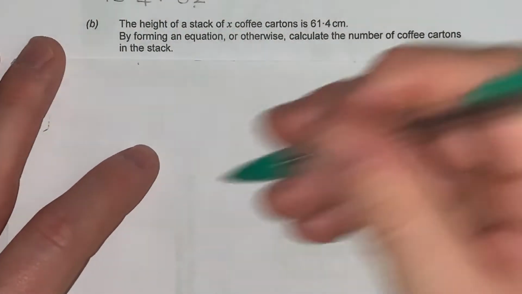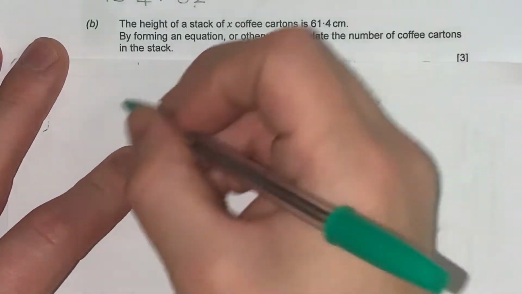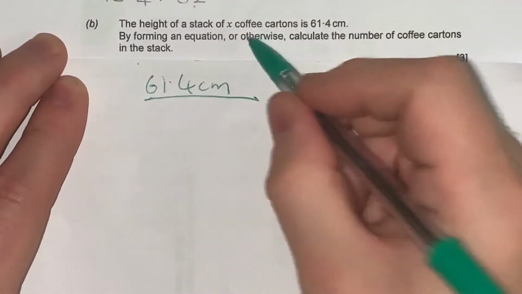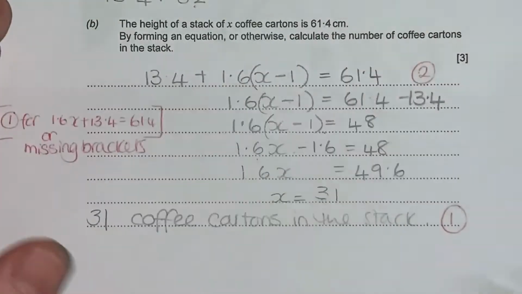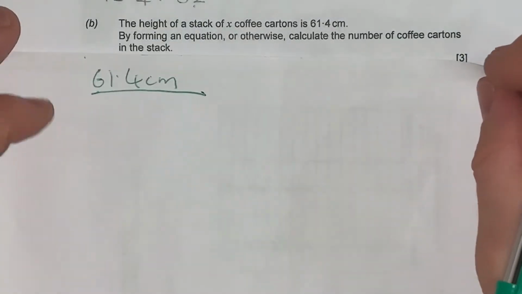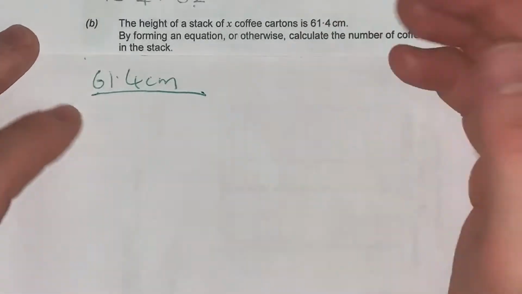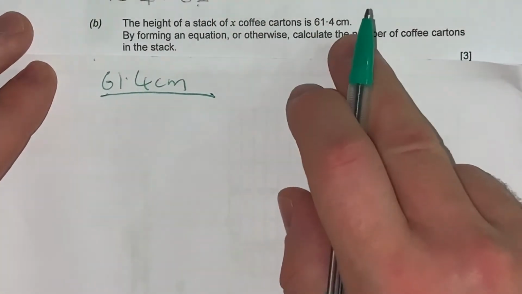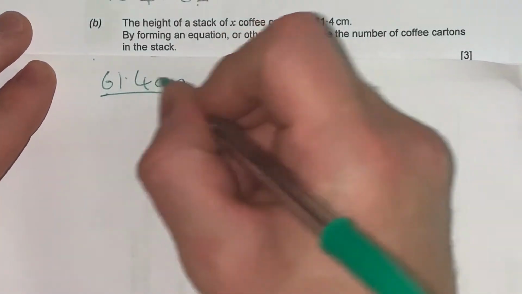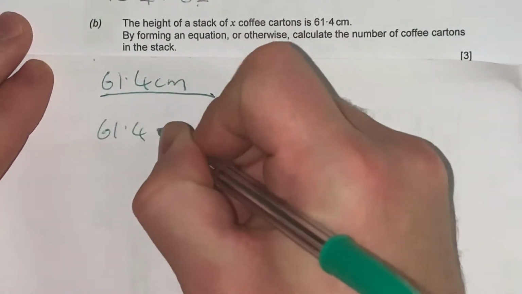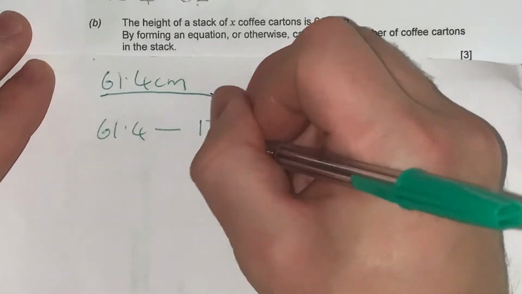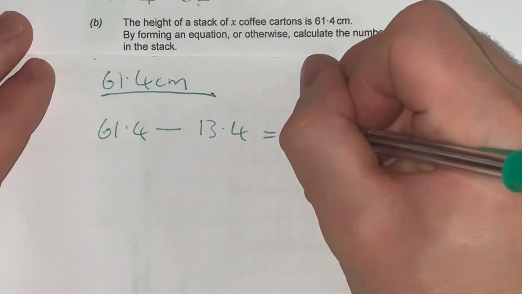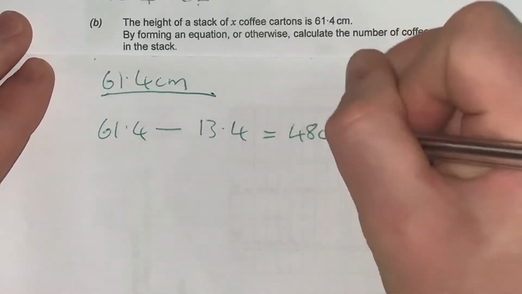Okay, for this one then, guys, I'm going to show you 61.4 in total. It does say you can form an equation, but it also says or otherwise. I think the easiest way, rather than showing you the equation way, which is going to blow your minds, let's go with the one which makes more sense. So I know that out of this 61.4, the bottom one I'm going to take away first. So I'm going to take away 13.4 from it. Again, use your column method if you have to, but that leaves you with 48 centimeters.